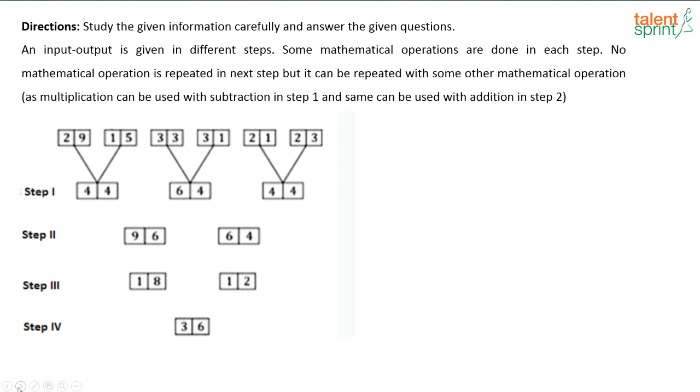So what is given here? An input and output is given in different steps. Some mathematical operations are done in each step. No mathematical operation is repeated in the next step, but it can be repeated with some other mathematical operation, as multiplication can be used with subtraction in step 1 and the same can be used with addition in step 2 and so on. So take the next 1 or 2 minutes, go through this question, let me know what the logic is for each step, and then we'll start solving.